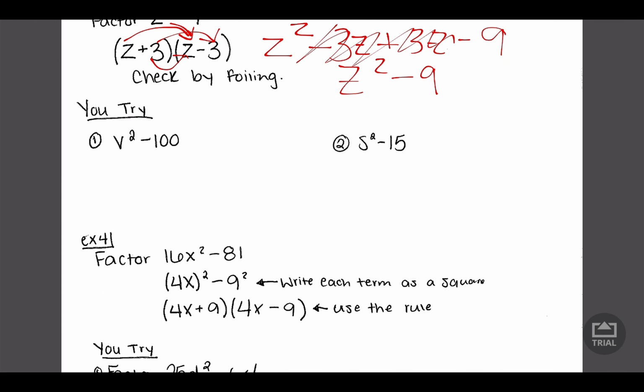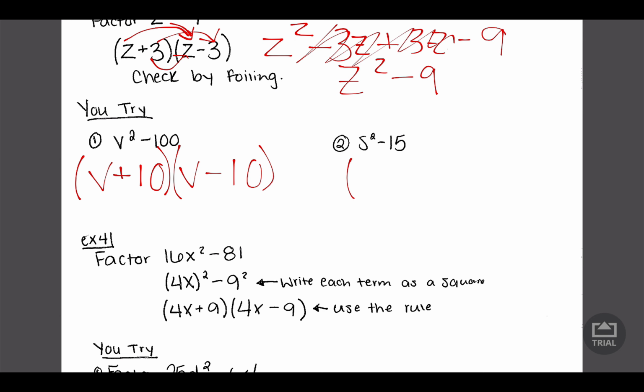So this one's got an easy trick with it. You can pause it if you want to do it on your own. The square root of v squared is just v. The square root of 100 is 10. So we have v plus 10 and v minus 10. That's all. Same with this second one.